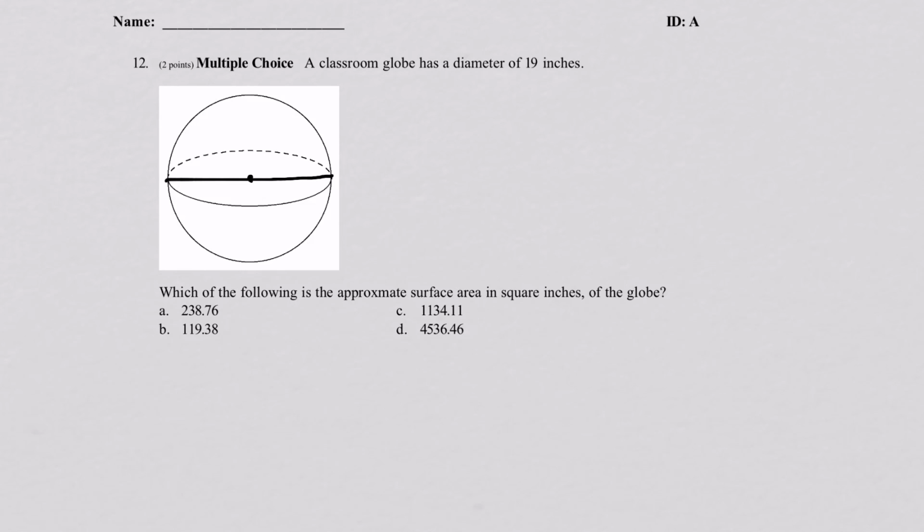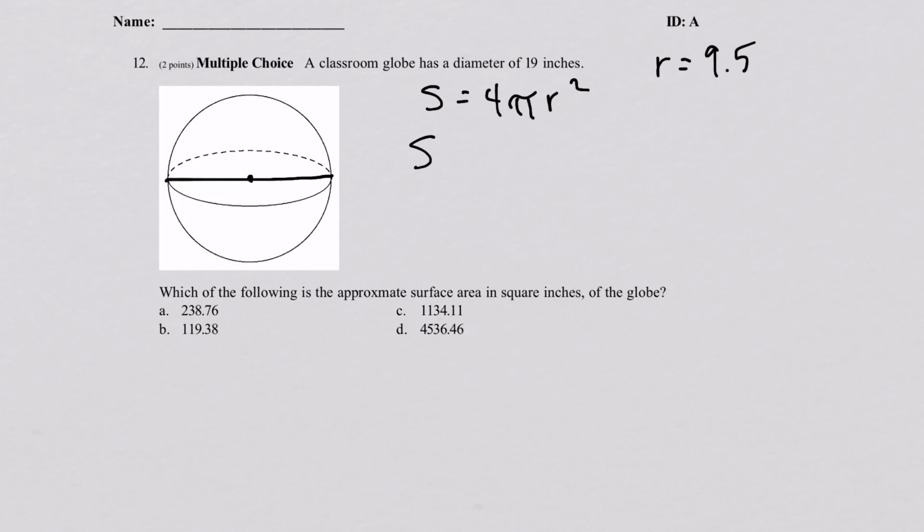In this case, we have a sphere. So the formula for the surface area of a sphere is 4 pi r squared. Right? So in this case, they're telling me that the diameter is 19 inches. Please don't use that as your r, right? We're looking for the radius, not the diameter. What we need is the radius. So the diameter is 19 inches. That is the distance from one edge to the other edge of my sphere, right? The radius is half of that distance. So the radius in this case is going to be half of 19, which is 9.5.